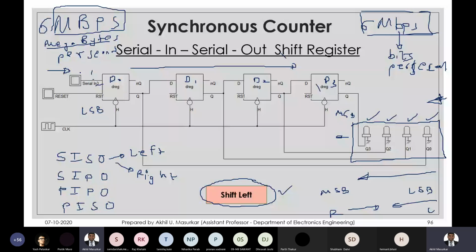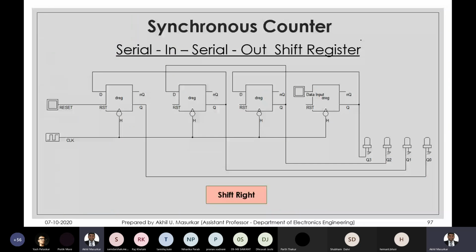Okay, let's go to the next one. So this was my SISO, serial in, serial out type of register. Now let's look at serial in, serial out, but shift right. Shift right means bits should flow in this direction. That means the data through the flip-flops should flow in the other direction.